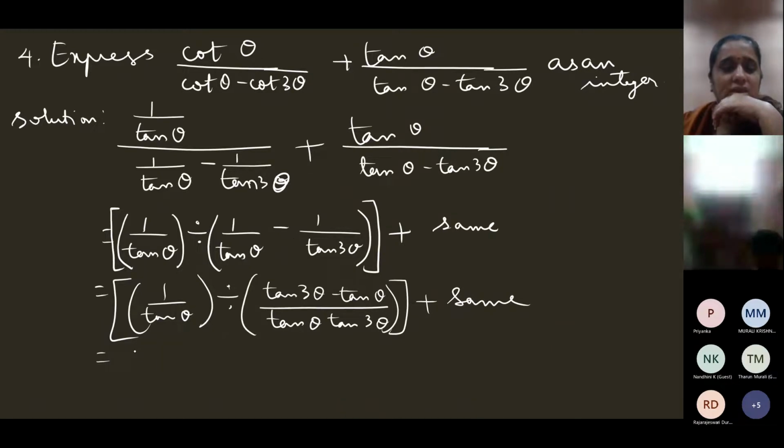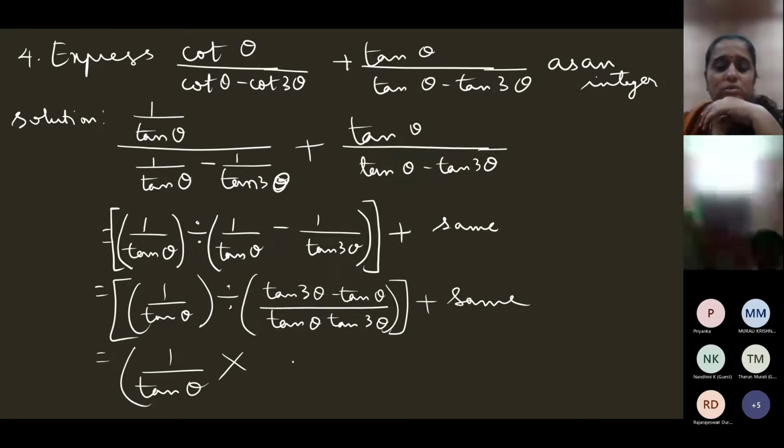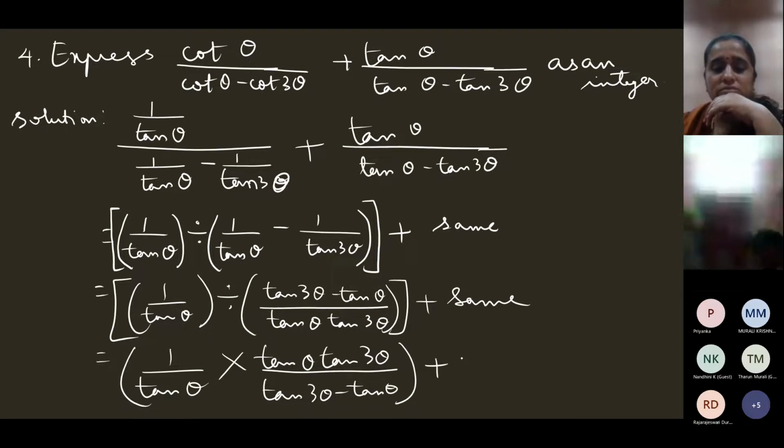Yes, ma'am. So it will be 1 by tan theta. Division becomes multiplication and take the reciprocal. What's the reciprocal? Tan 3 theta by tan 3 theta minus tan theta. Okay. Plus the same thing will come down.